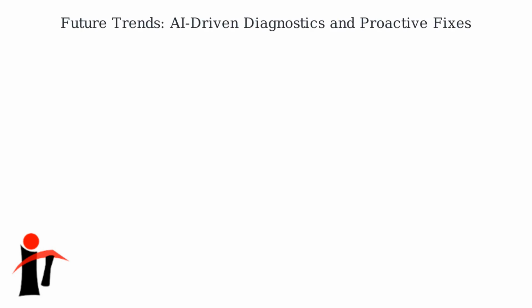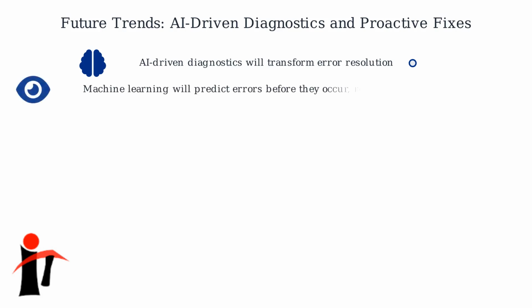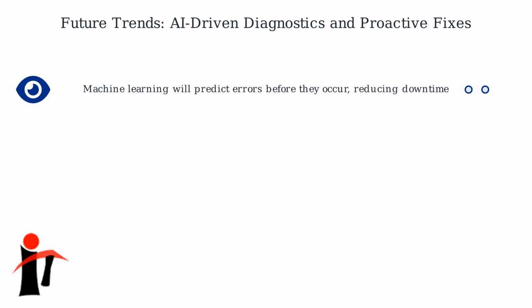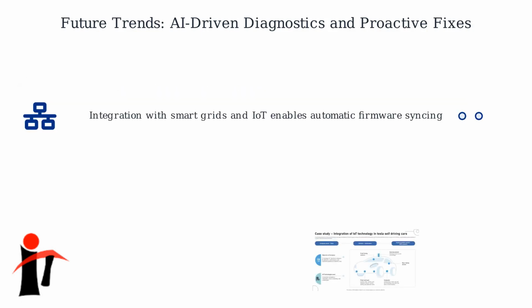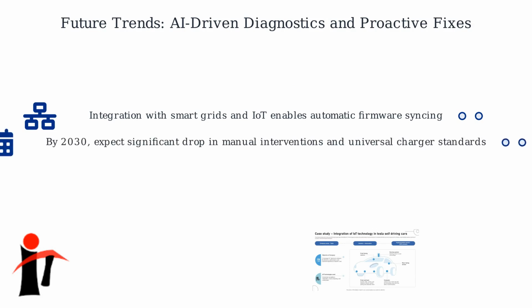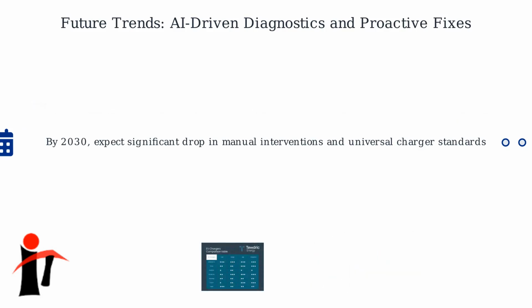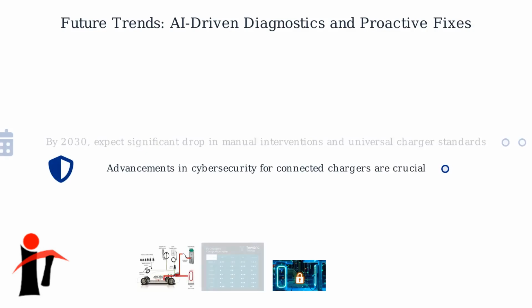The future of Tesla charging error resolution is leaning towards AI-driven diagnostics and proactive fixes. Machine learning algorithms will predict errors before they occur, reducing downtime. Integration with smart grids and IoT ecosystems will enable automatic firmware syncing and proactive maintenance. By 2030, experts predict a significant drop in manual interventions, with universal charger standards minimizing brand-specific errors. Keep an eye on advancements in cybersecurity for connected chargers.